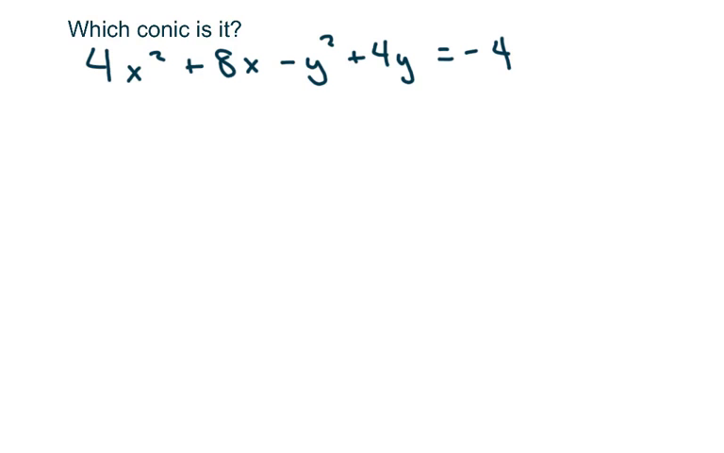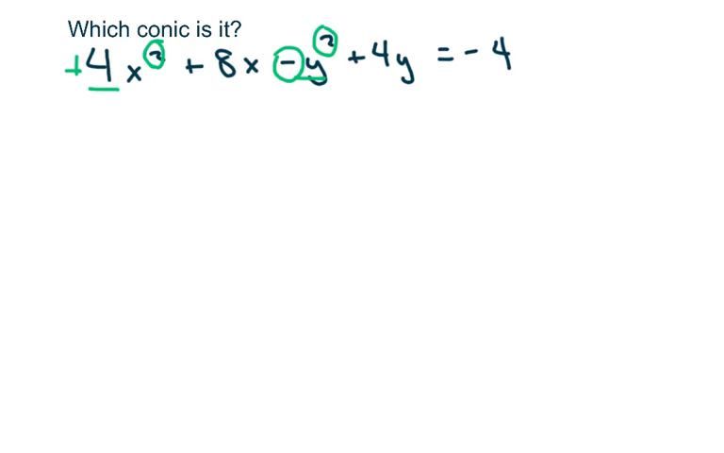Hi everyone, we're going to decide what conic this is, give all the information we need to have on the conic, and also graph it. When you're looking at this, what we notice is they both have squares, and our coefficients in front of the squares are different. So it's a hyperbola or an ellipse. However, since this is a negative and this is a positive, we know it's a hyperbola.